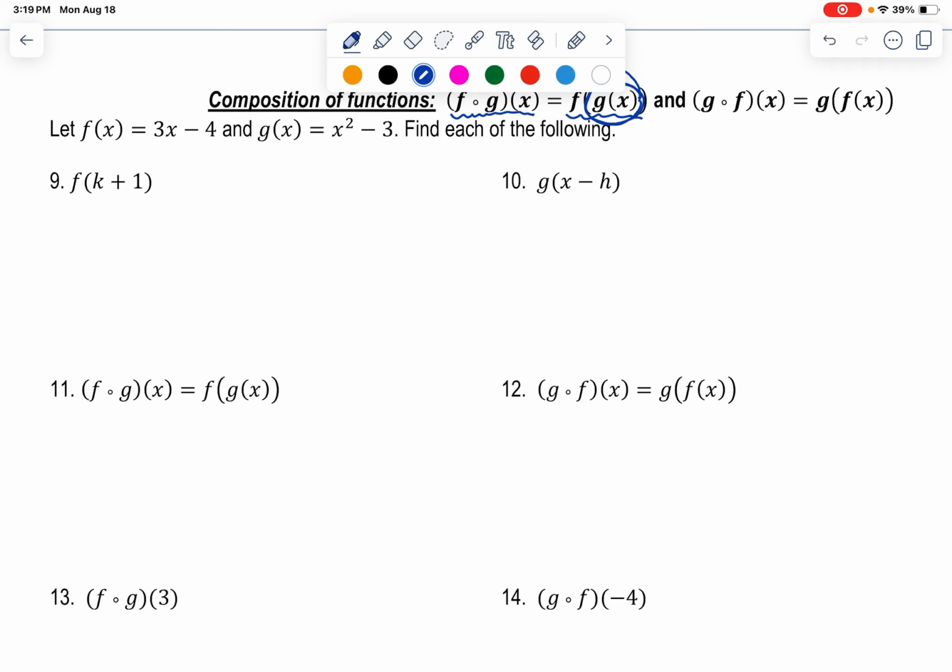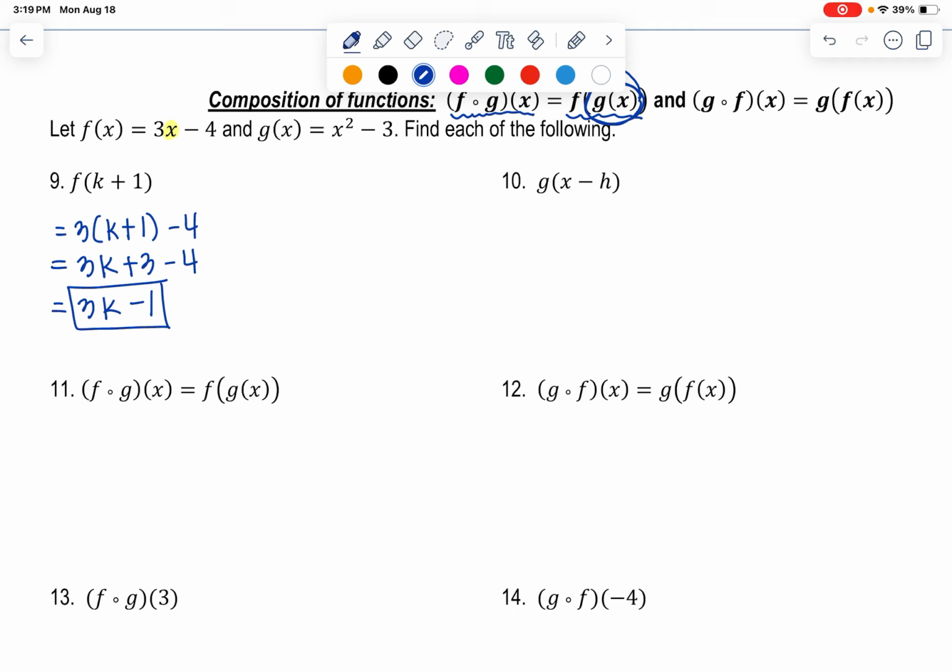Before we do that, these first two, 9 and 10, are just reviews, so you can go ahead and pause the video and try them on your own. The first one says find f of k plus 1. So go to f, wherever there's an x, plug in k plus 1 instead. So we have 3 times k plus 1 minus 4. Distribute your 3, combine like terms, and you have 3k minus 1.